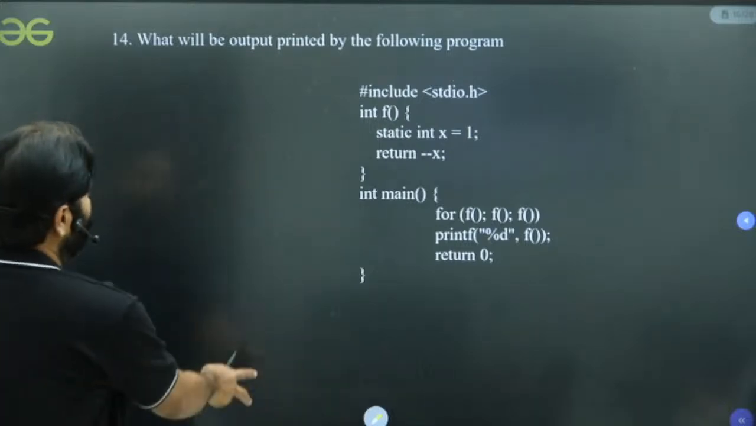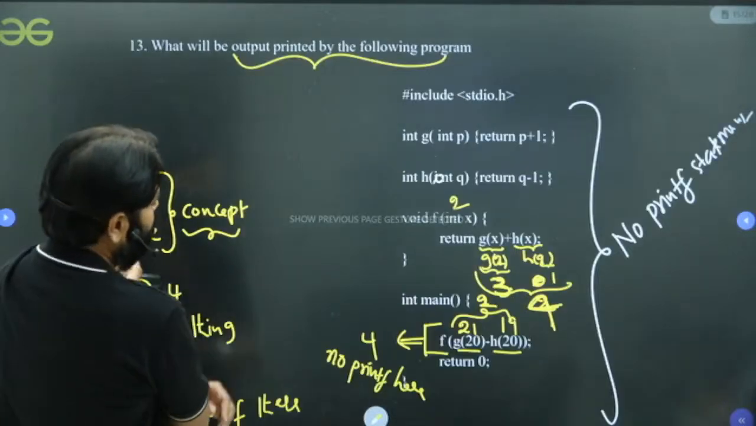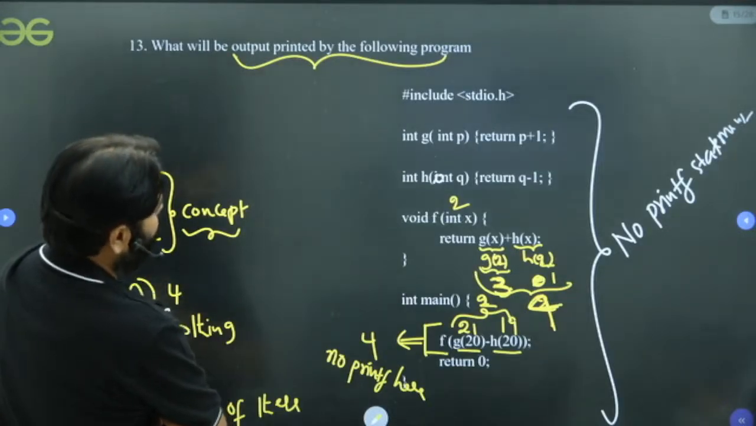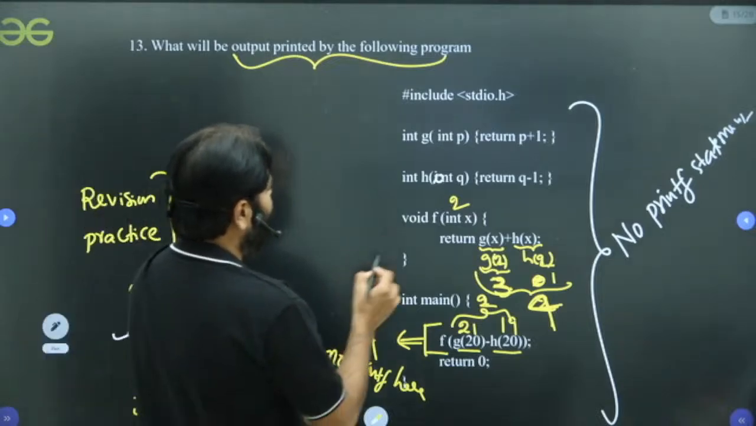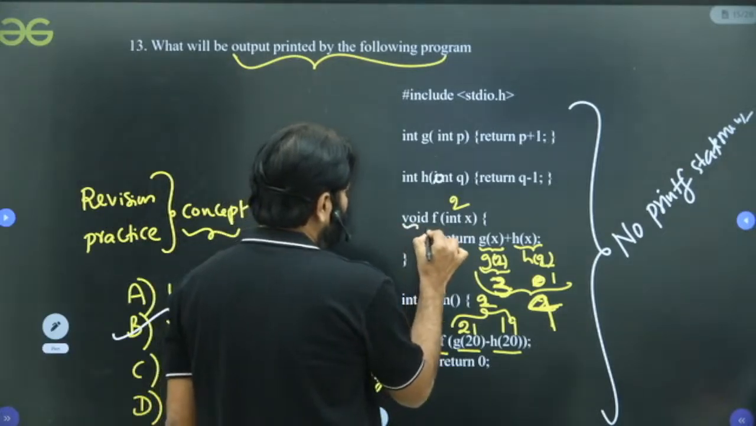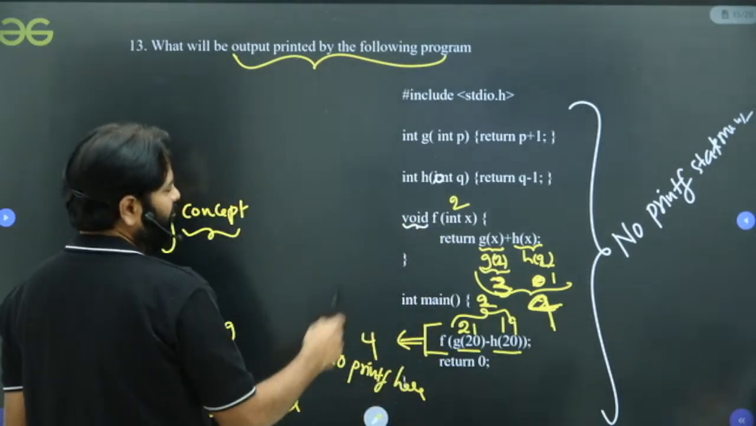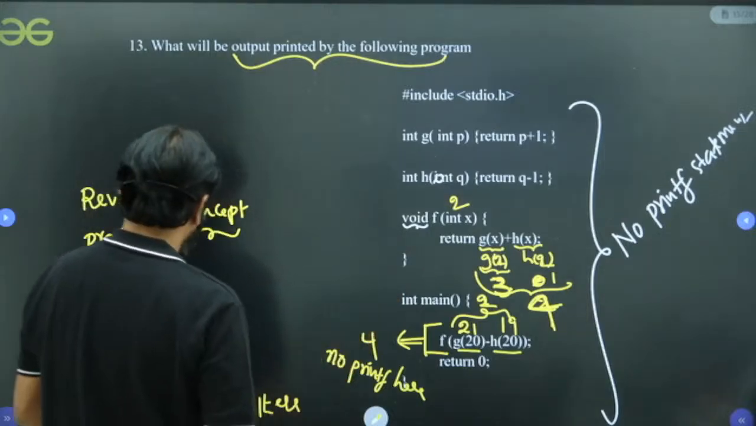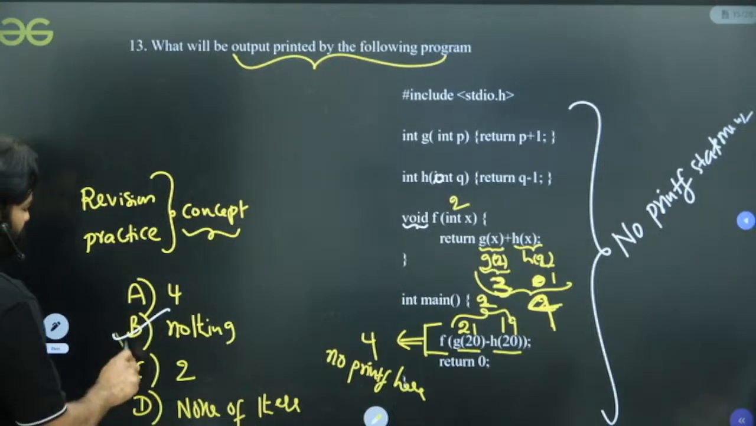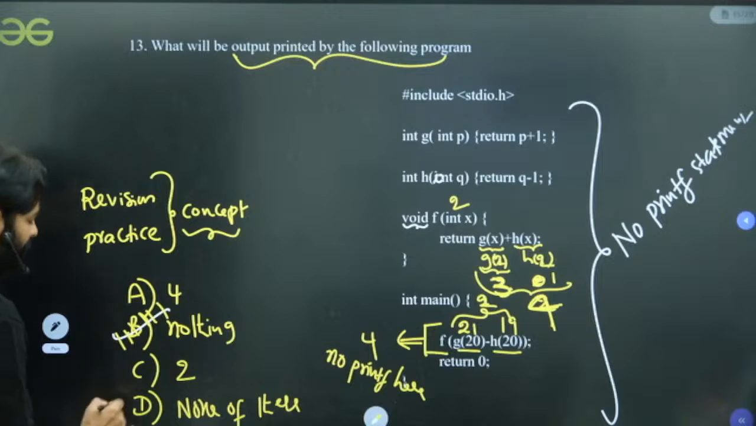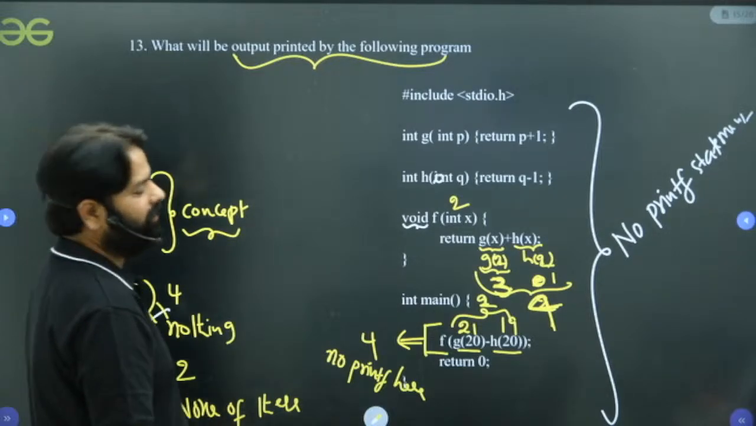Oh, there is another mistake. Where is F? Void F. Yeah, one more mistake. It's a compiler error too. So I'm very sorry. That was not my intention. I edited, and now even my answer was wrong. It will give you none of this. The reason is this is a void.